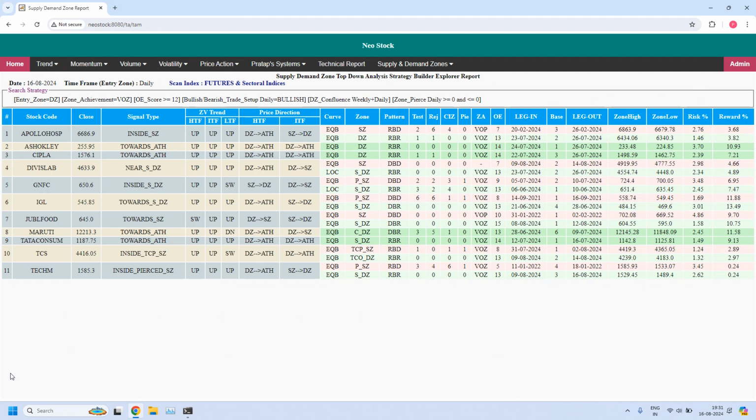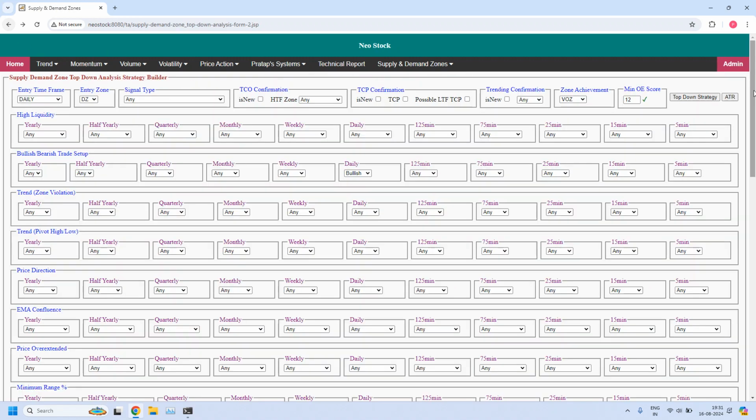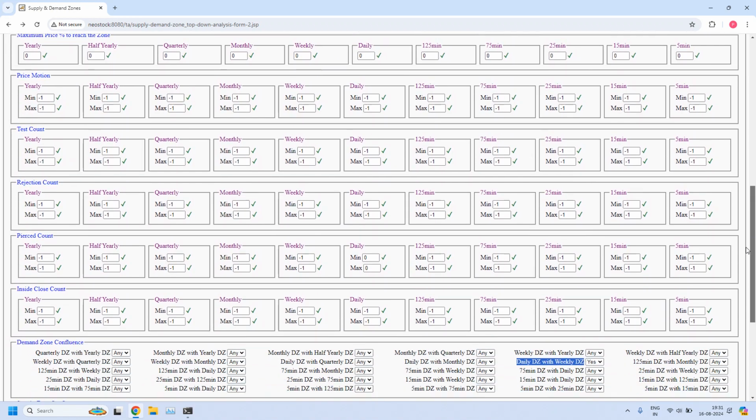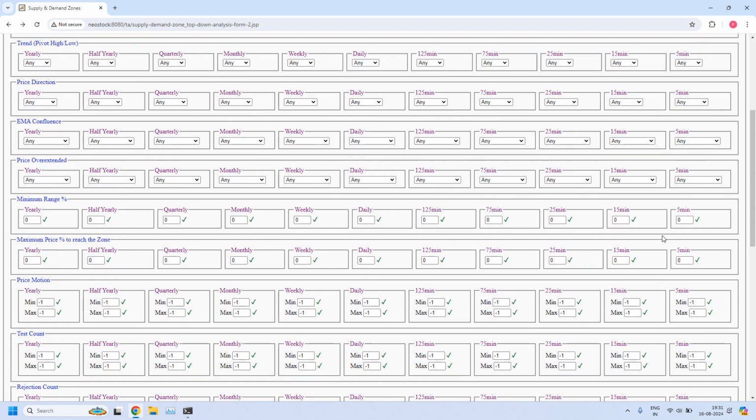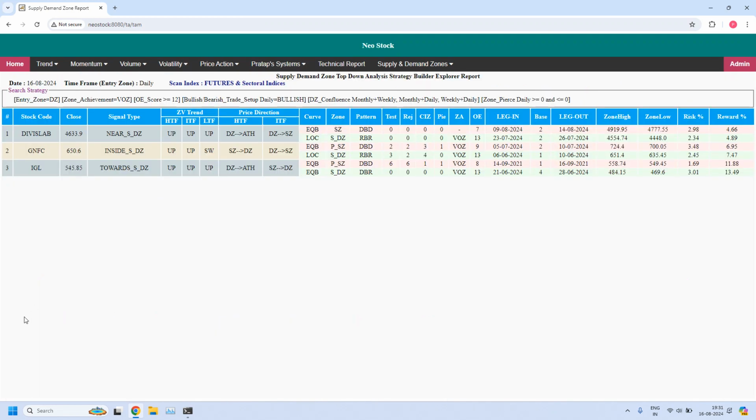Okay, the next one is let us verify even with HTF confluence. Out of these 11, how many are having even LTF, ITF and HTF confluence? So in the demand zone confluence, already we have selected daily demand zone with weekly. Now daily demand zone with monthly is also enabled. And then weekly demand zone with monthly demand zone confluence is also enabled. So all the 3 filters, let's generate.